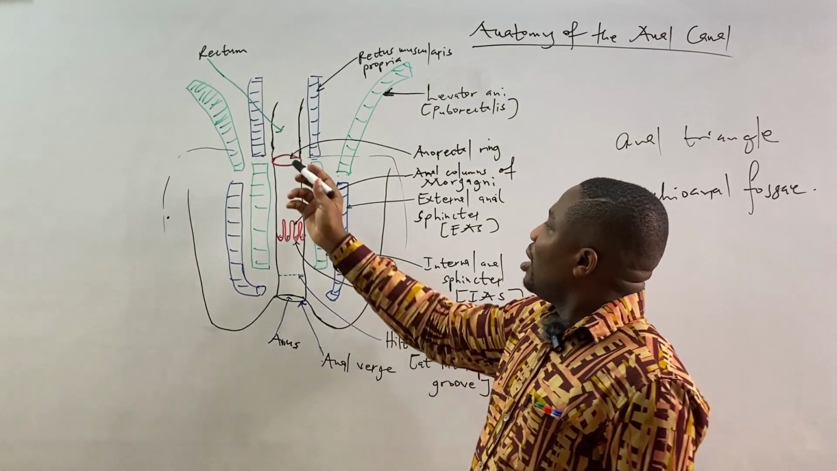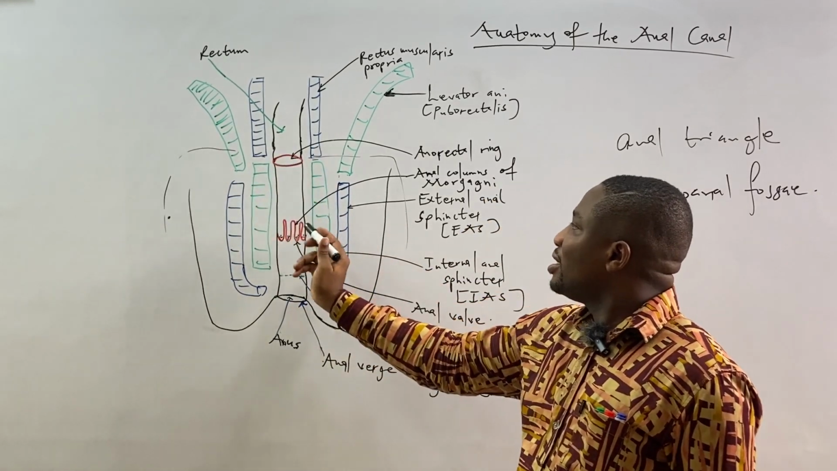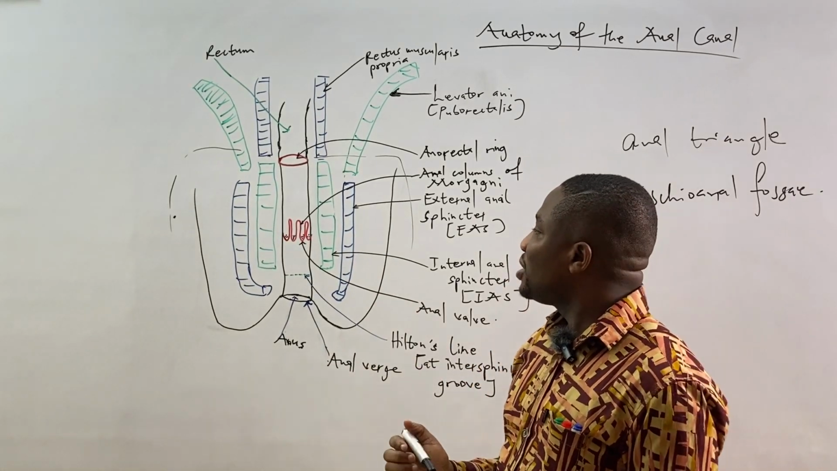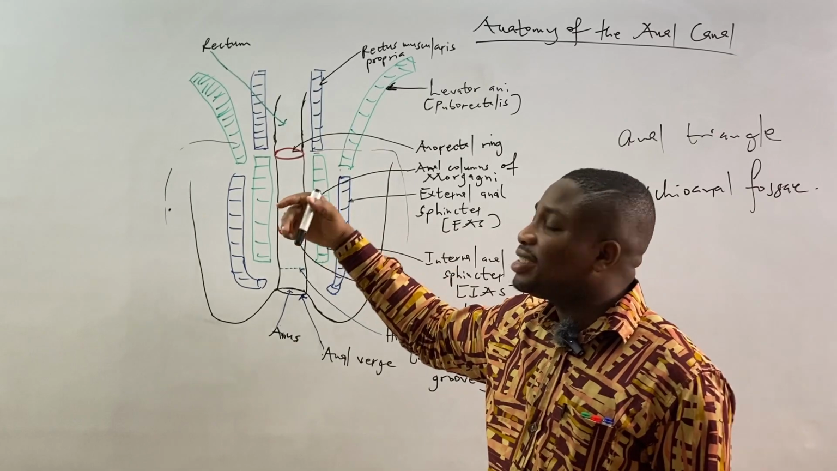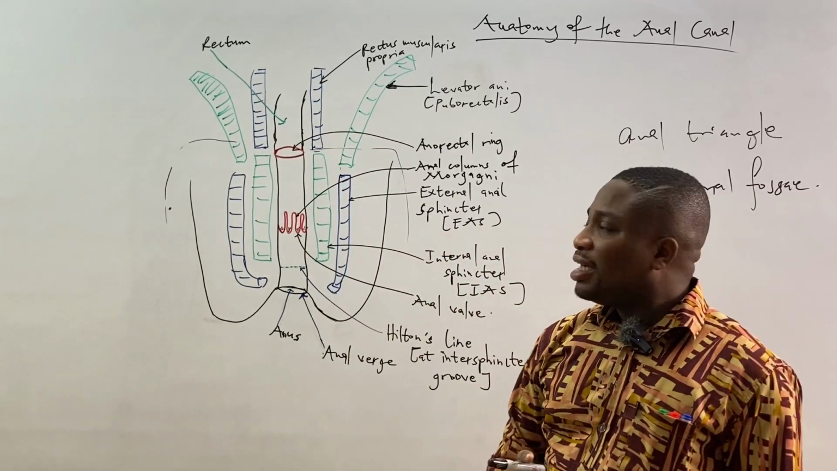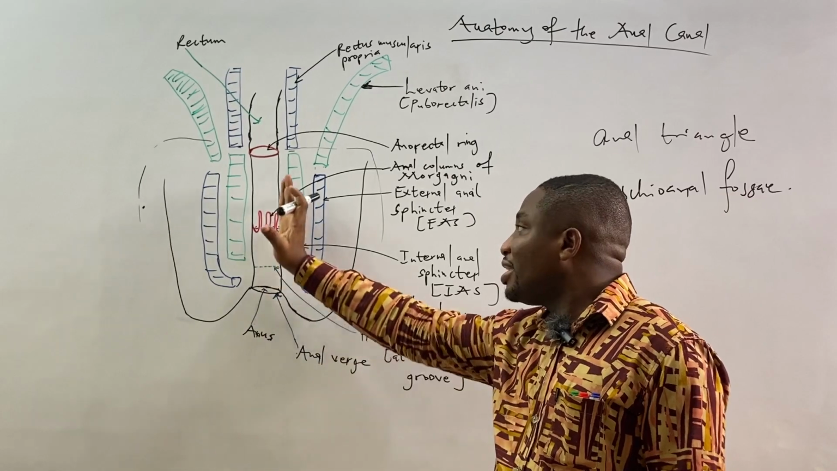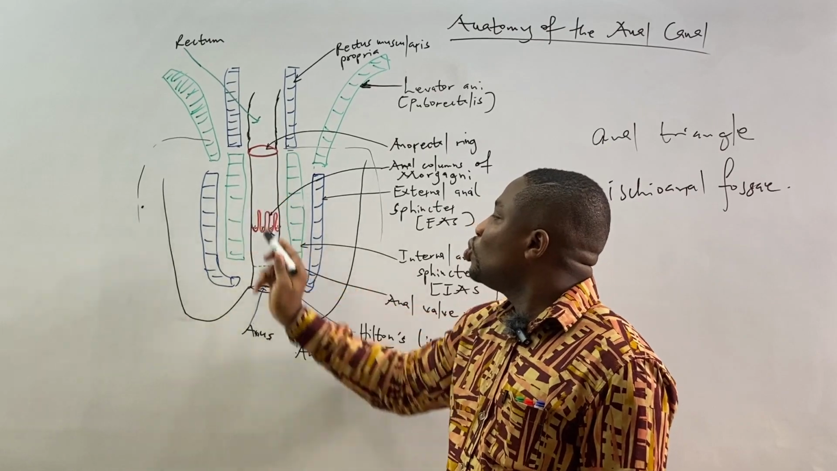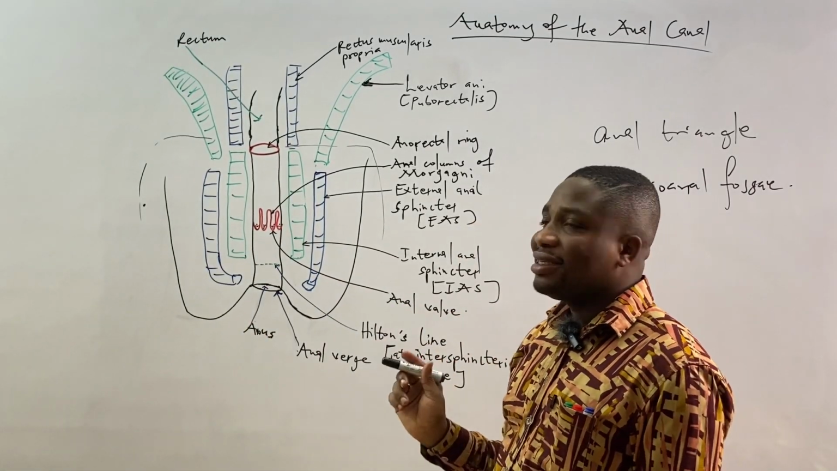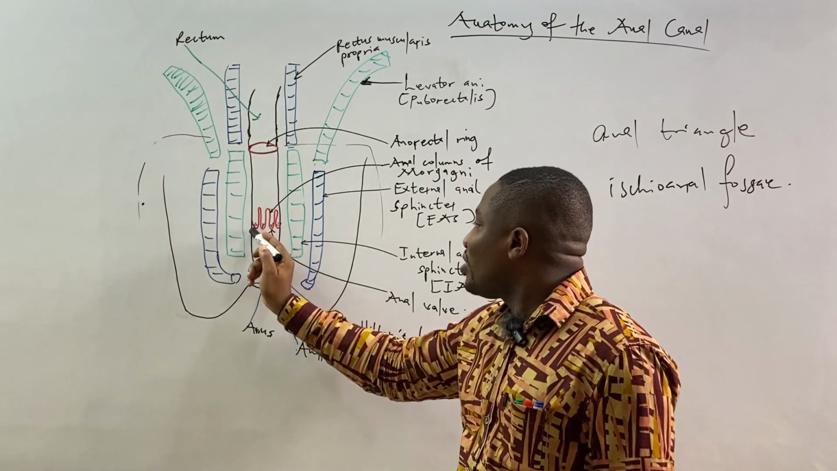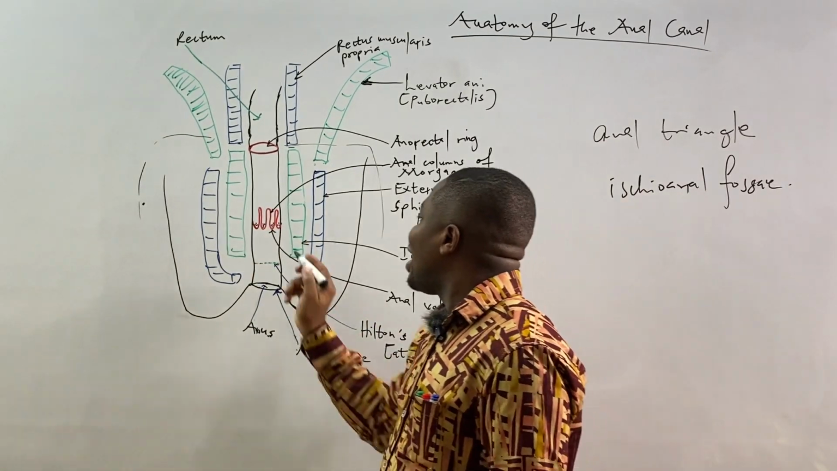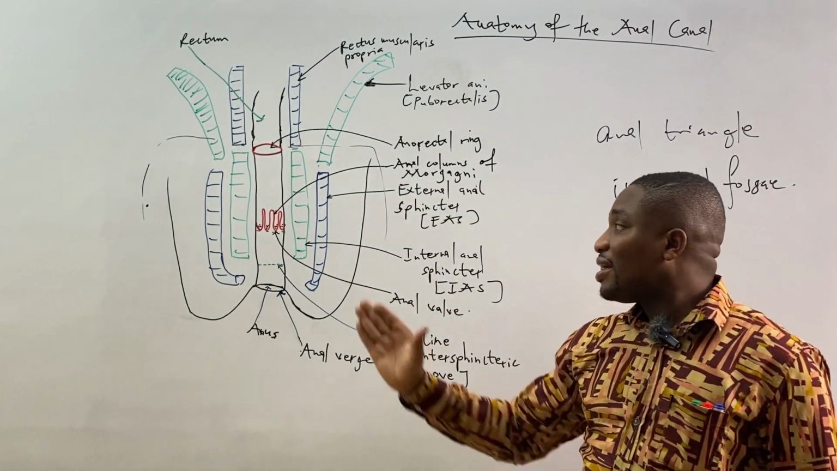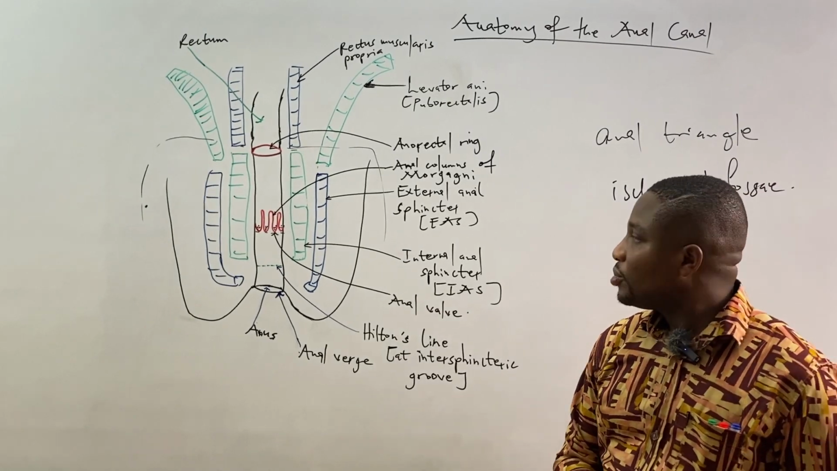Now, if you go below the anorectal ring, you will find the anal canal. So in that scenario, we will say that the anorectal ring is what separates the rectum from the anal canal. If you look at the anal canal critically, you will notice that it is divided into two parts by what exactly? By this structure here. And this structure has a name. But first of all, let's delve in and we'll get to know the name.